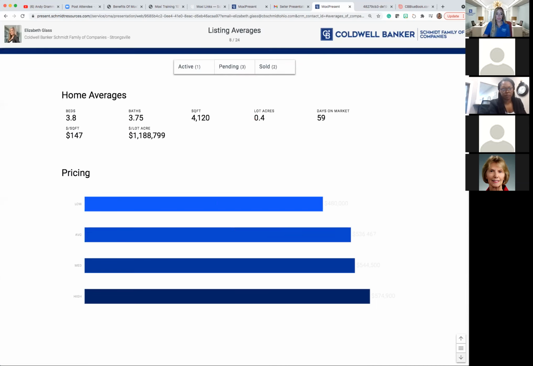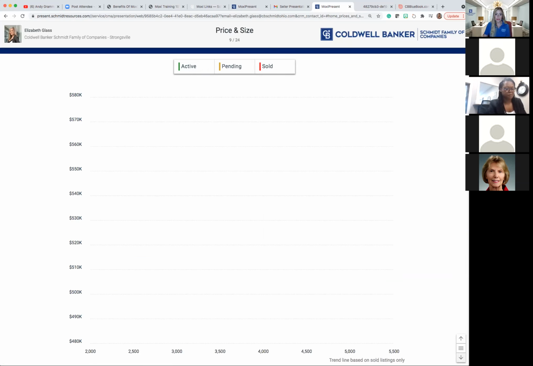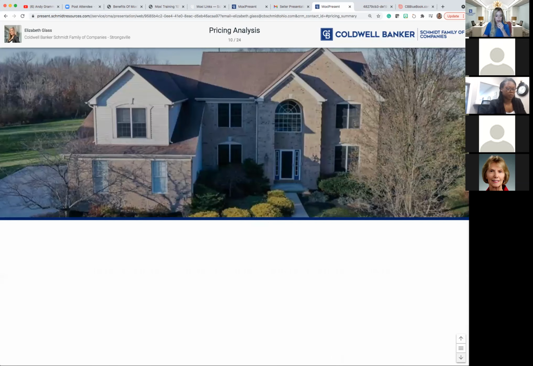The listing averages, so this is self-explanatory again, and it breaks it down into active versus pending versus sold, interactive, they're all clickable. Price and size, okay? So not price and days on the market, this is price and size, same thing, it's all interactive. Next is the pricing analysis.